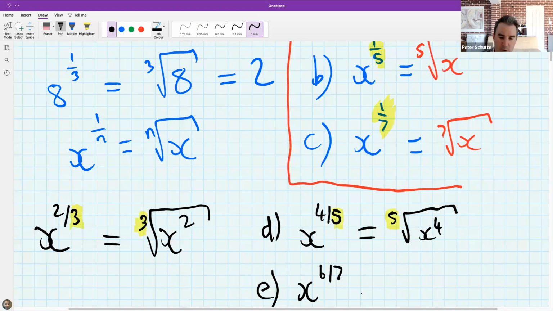And then for this one over here, it's the 7th root of x to the power of 6. So notice how, this slash is a divide, hey? 6 divided by 7.